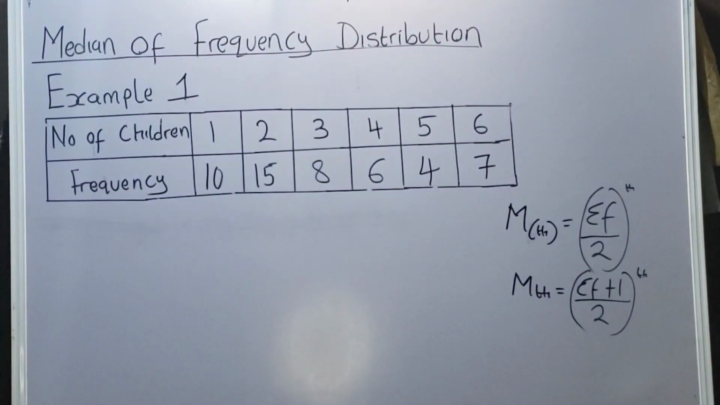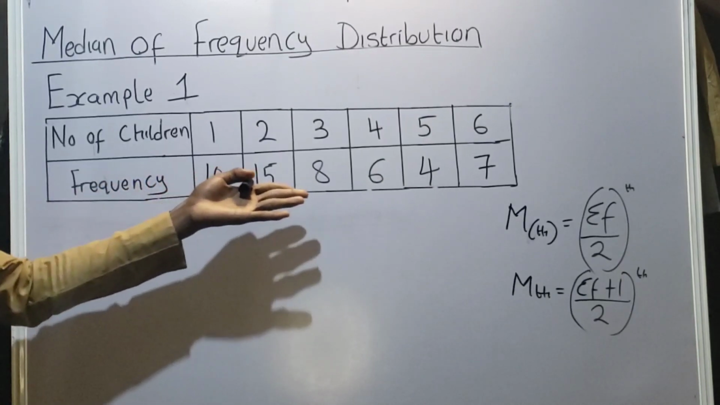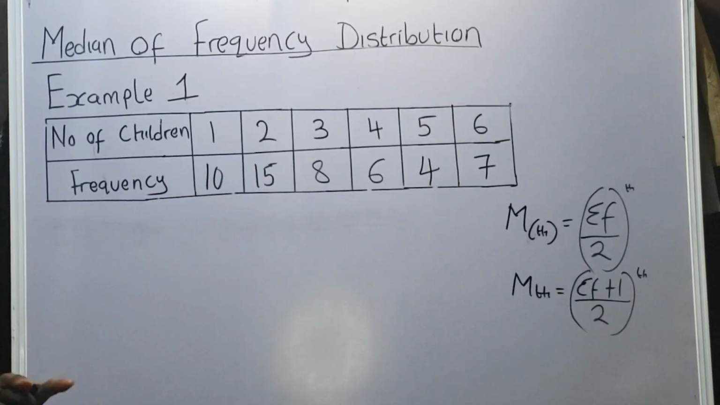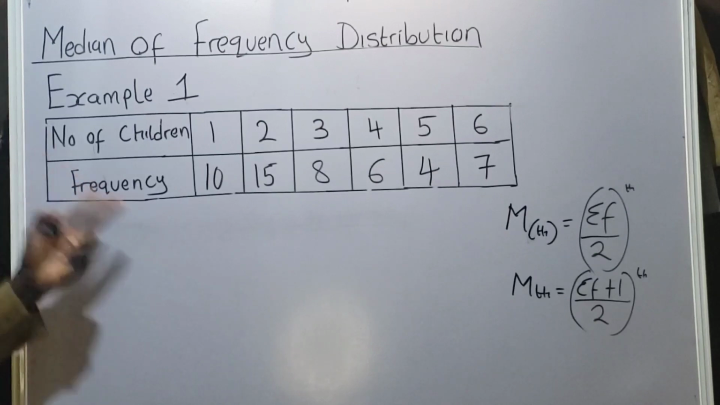So how do we know the total number of elements or values that we have in our data set? We determine it by summing up the frequency. The frequency tells us the number of times each data value or element appears in our data set. So in order to know the total number of elements in our frequency distribution, we have to sum the frequencies together.